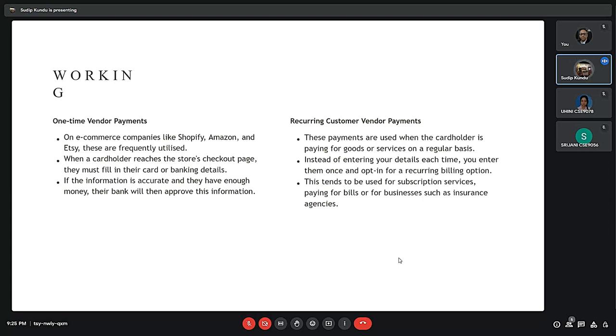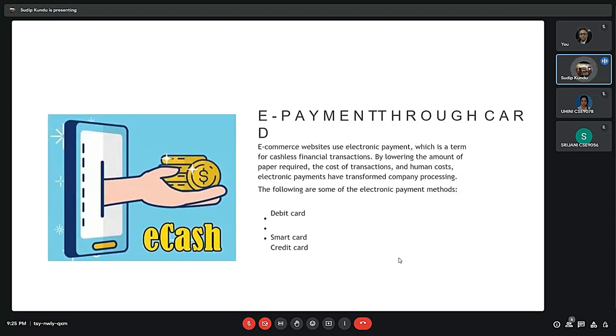The other case is recurring customer vendor payments. In this case, if the cardholder is paying for some goods or services on a regular basis, instead of entering their card details each time, they can enter them once and opt in for a recurring billing option. This tends to be used for subscription-based services and paying bills for businesses such as insurance agencies. Next, Srijani will continue.